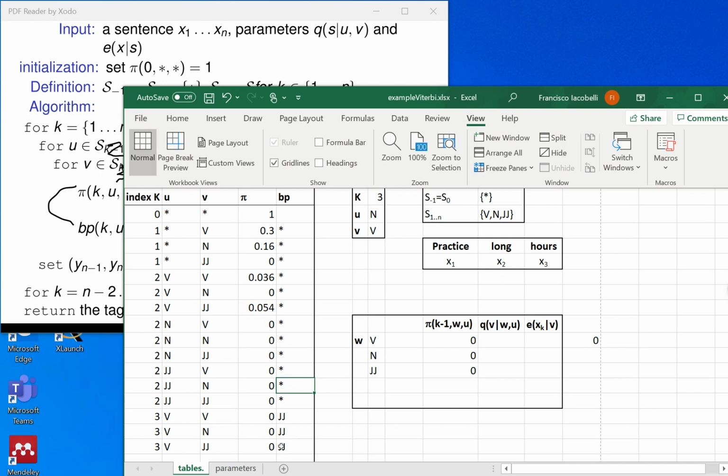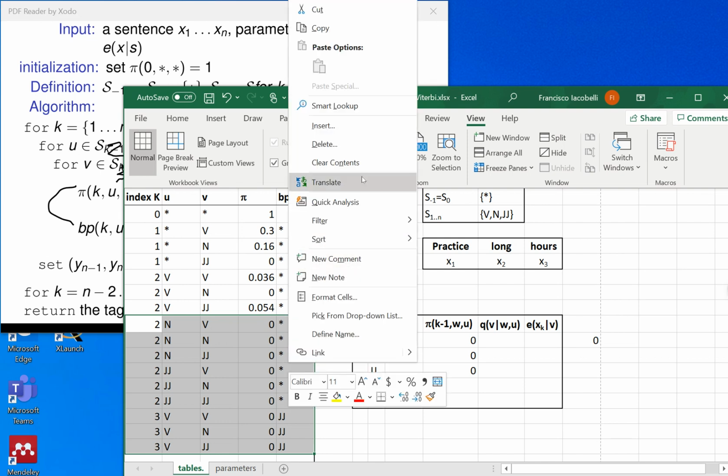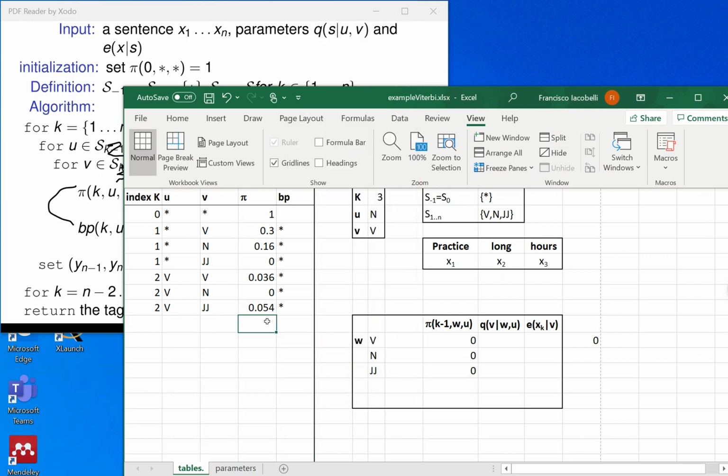Now, I'm running out of space here. So what I'm going to do is I'm going to erase all the back pointers that are 0. We're going to just assume that the pi is 0 here, okay? We're going to just assume that the pi is 0 and the tags are, you know, if it has a 2, the tag is going to be a star. If it has a 3, the tag is going to be a JJ, just because I need the space. So I'm going to clear the contents there. So now I'm looking at pi of 3 and V, okay? And 3 and V is going to be 0, and the tag that generated that is going to be JJ. All right.